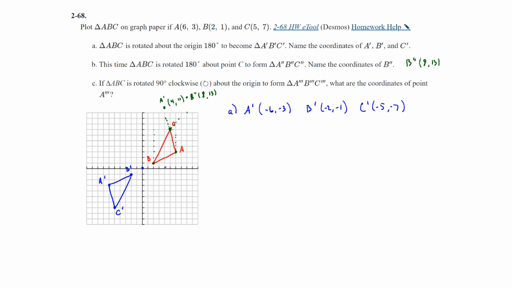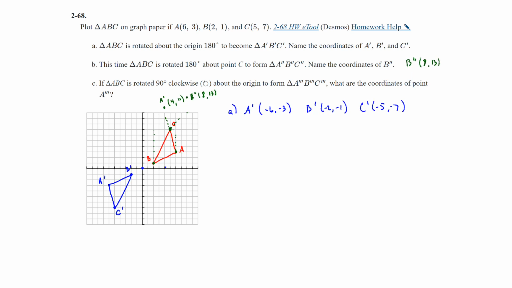Part C, if triangle ABC is rotated 90 degrees clockwise about the origin to form our new triangle, what are the coordinates of point A triple prime?